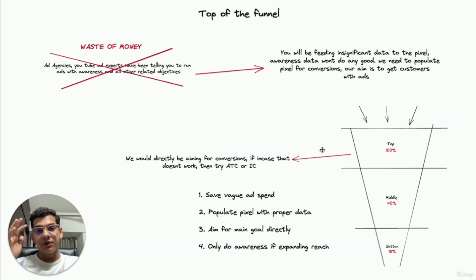Initially, for the client for whom we generated these results, as I showed, purchases weren't actually working. So we started off directly with add to carts, and within a week we shifted the top of the funnel campaign to initiate checkout, and then after one more week we started with the purchase campaigns.